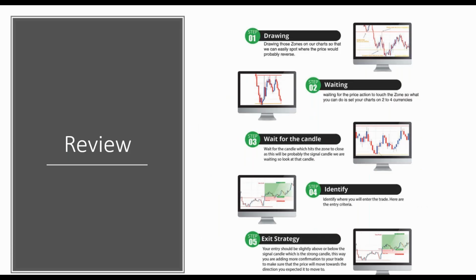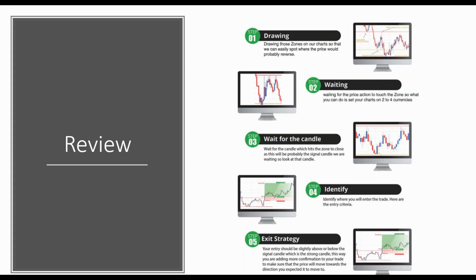So what are the steps we follow? First, we want to draw these zones on our chart so that we can easily spot where the price would probably reverse. Then we got the worst part, the waiting period. We want to wait for price action to touch the zone so that we can set our charts on one or two currencies to watch.